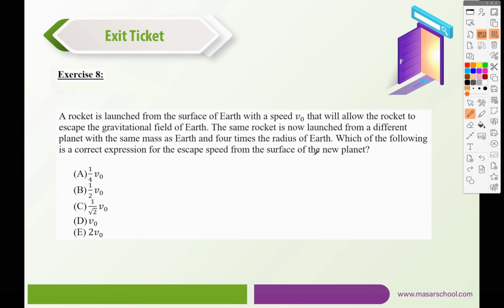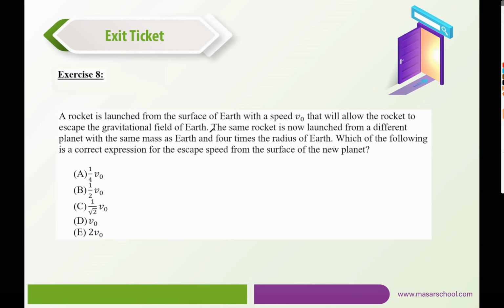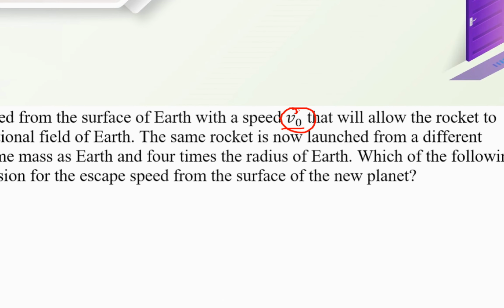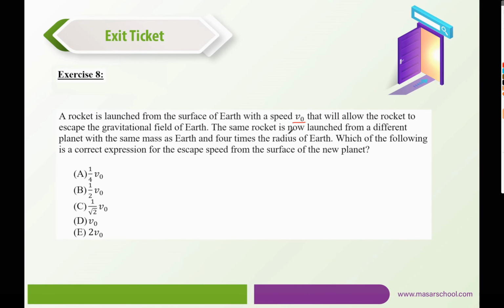And now finally, exercise 8 as an exit ticket. A rocket is launched from the surface of Earth with a speed v0 that will allow the rocket to escape the gravitational field of Earth. So this is the escape velocity. The same rocket is now launched from a different planet with the same mass as Earth. The mass is the same, but the radius changes by a factor of 4. Which of the following is the correct expression for the escape speed?